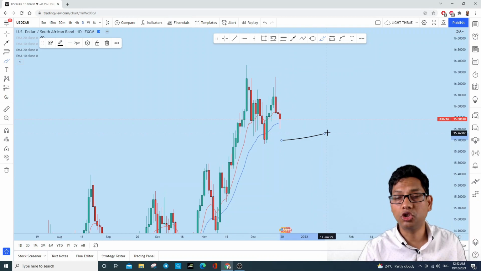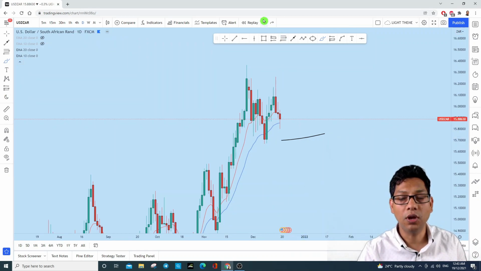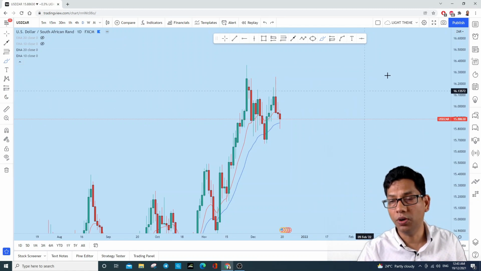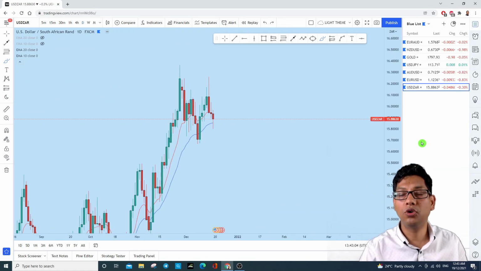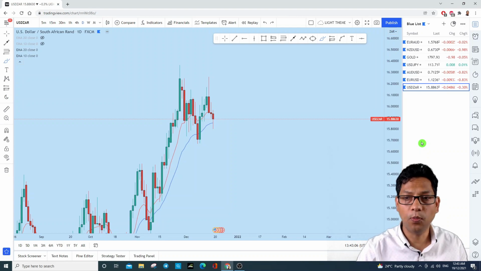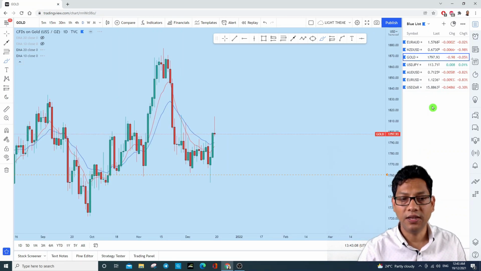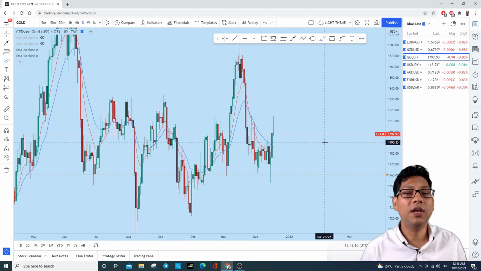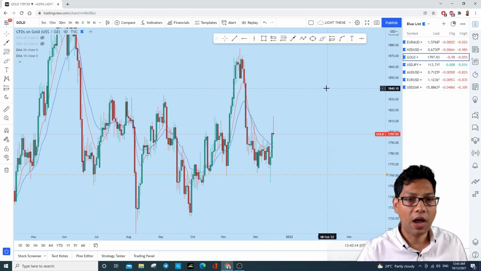So we'll keep our stop loss below this low and take profit at least 1 to 3 or more risk to reward ratio. Now let's jump on to gold to see what kind of price action it has created and how we can trade this instrument. Now gold, let's see how it is doing.